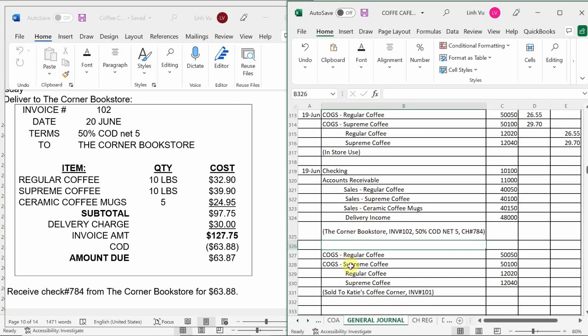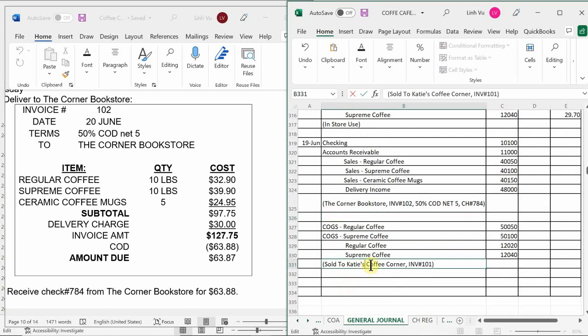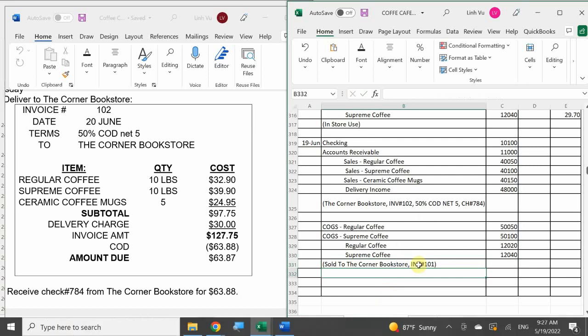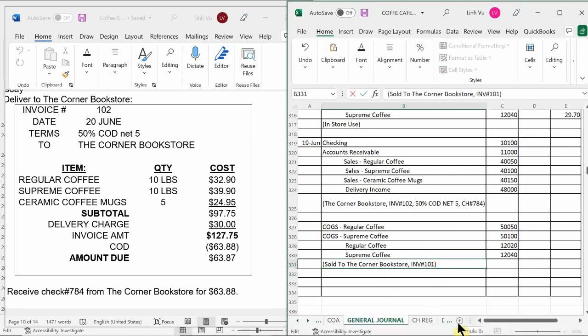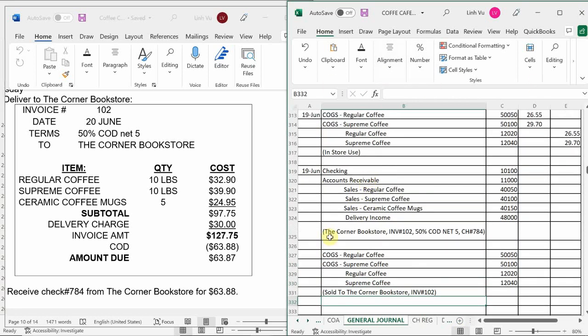You can also change down here as well because we sold to the corner bookstore. Okay, and it was for invoice number 102. Okay. So there you go. Now I fixed my journals. Now I can actually enter in my journal.